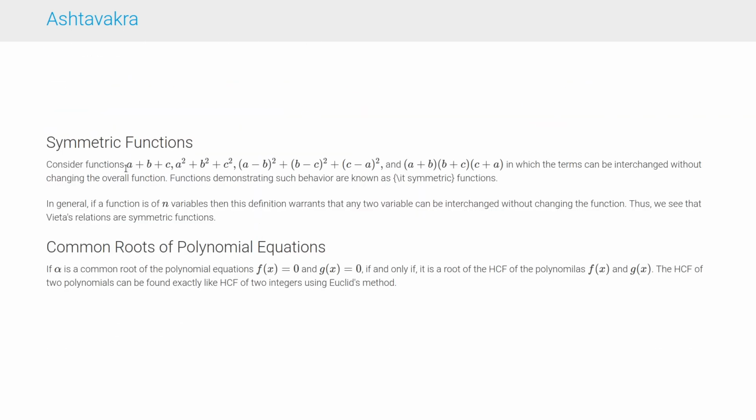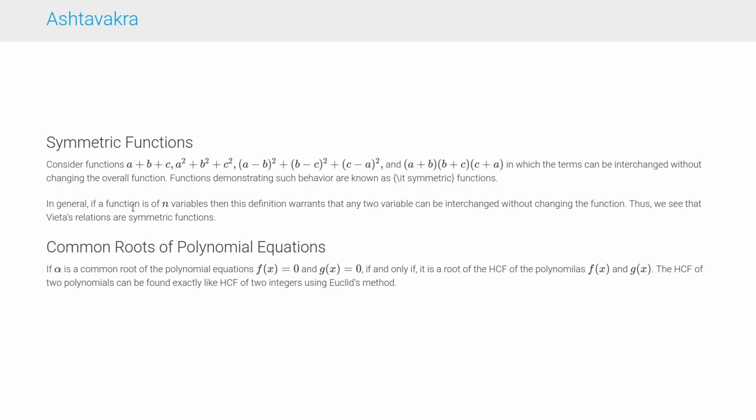Symmetric functions are functions like a plus b plus c, a square plus b square plus c square, (a minus b) whole square plus (b minus c) whole square plus (c minus a) whole square, and (a plus b)(b plus c)(c plus a), in which the terms can be interchanged without changing the overall function. Functions demonstrating such behavior are known as symmetric functions.